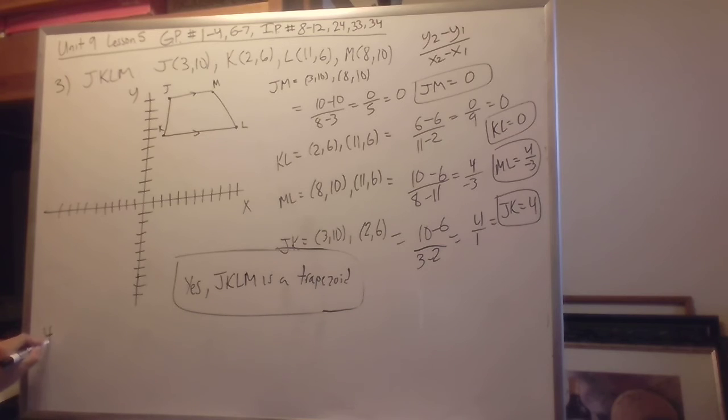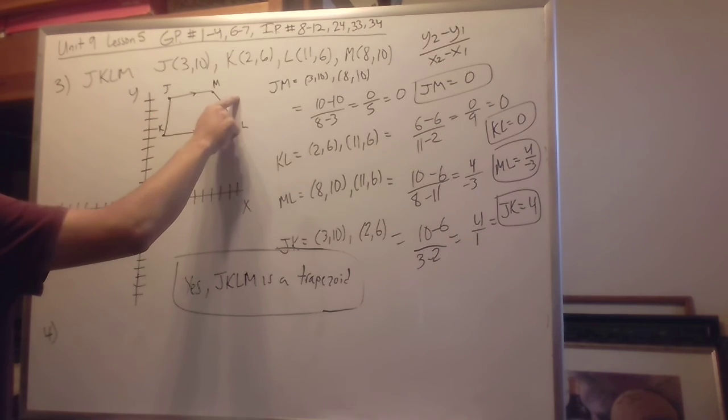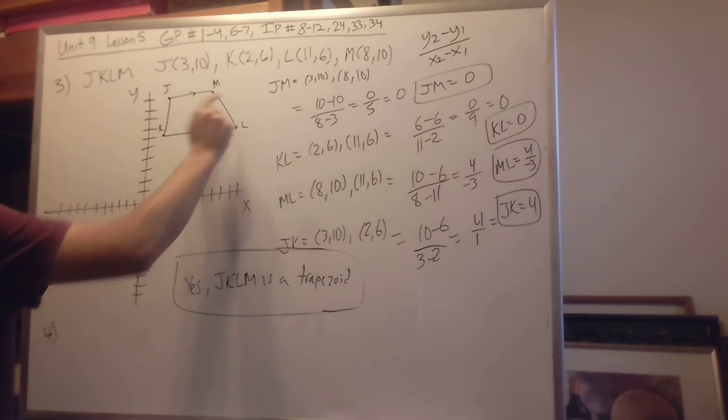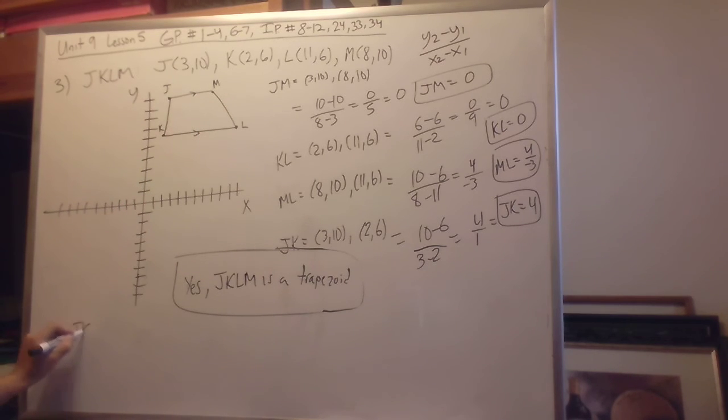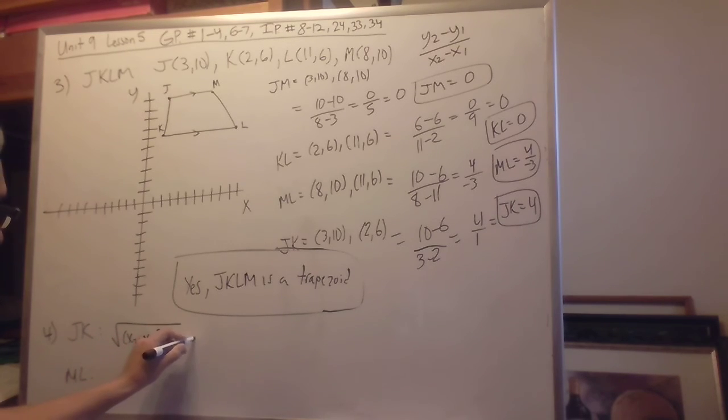So in order to verify if these two sides, JK and ML, are congruent, we have to use the distance formula and solve for both of them. And if they're equal to each other, then we know that they are in fact congruent, and therefore it would be an isosceles trapezoid. So we're going to use the distance formula. Again, that's x2 minus x1 squared plus y2 minus y1 squared, and it's the square root of this whole expression.